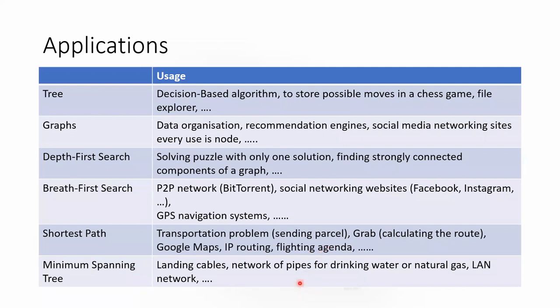Well, for minimum spanning tree, what can it be used for? It's like the connections between the subtrees. It will be used in landing tables, networks of pipes for drinking water or natural gas. So probably in building construction, how are you going to connect the pipes? And also, if let's say the whole building has a gas system, how are you going to connect? Then LAN networks. So all these that you learn, about trees, graphs and also searching, are real world applications that you're going to use.